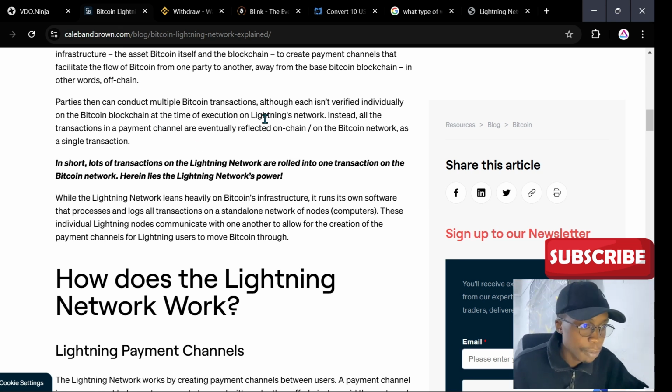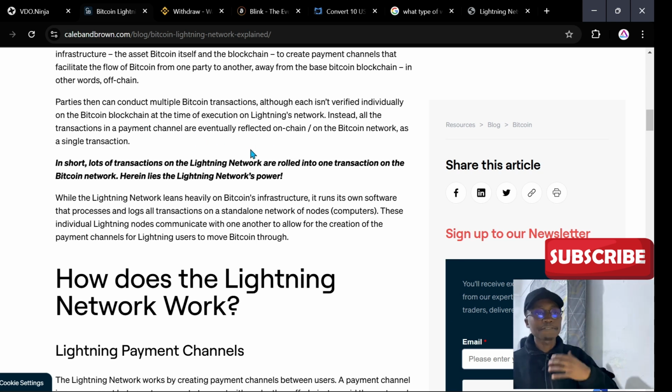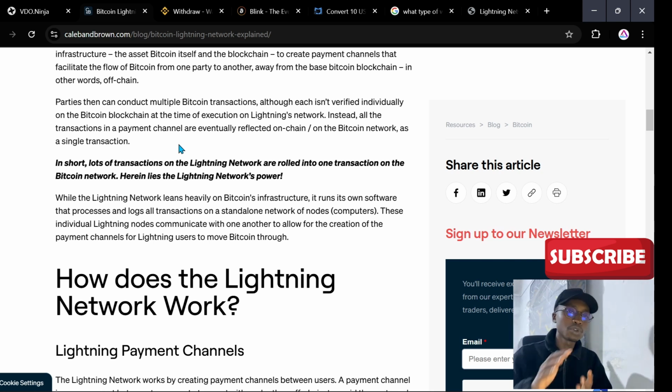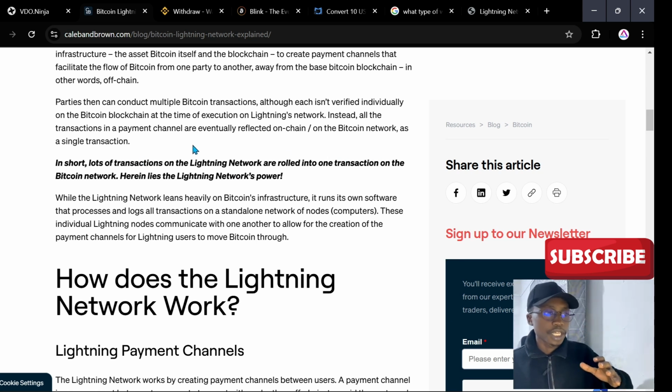Instead, all the transactions in the payment channel are eventually reflected on-chain, after every transaction has been done, on the Bitcoin network as a single transaction. So after the transactions are done from one party to another, they are eventually reflected on the Bitcoin network as a single transaction.